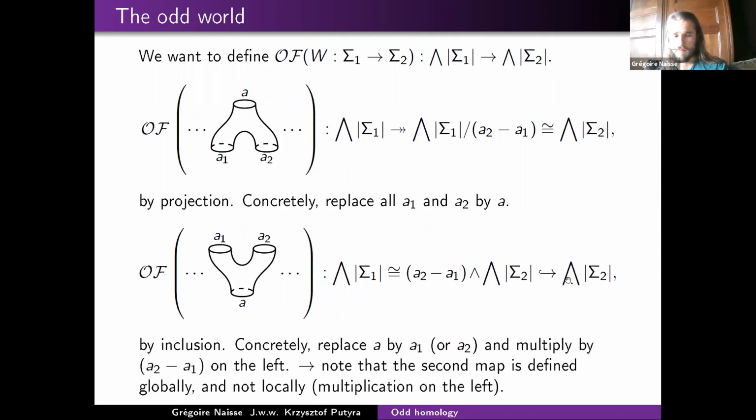And then you can embed. And so concretely what I'm saying here is that this map, what it does is you replace each occurrence of A by either A1 or A2, it does not matter. And then you multiply your whole exterior product on the left with A2 minus A1. And so here you can already see a difference with the usual case that I explained to you before, because here you multiply on the left. So somehow you need some global picture here.